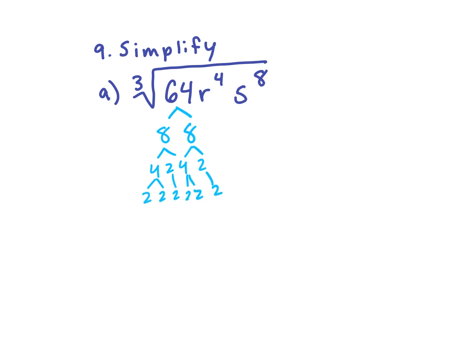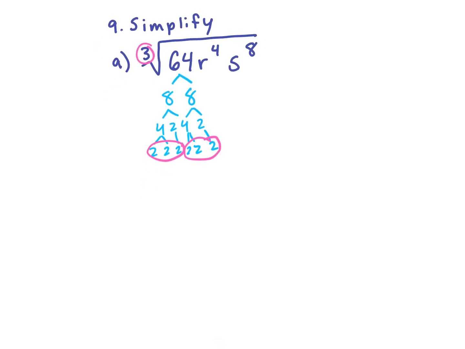I'm circling how many of a kind here? 3 of a kind. So I've got 3 2's and 3 2's. So what's going to come to the outside? Perfect. 2 2's. So 2 times 2 would be 4.